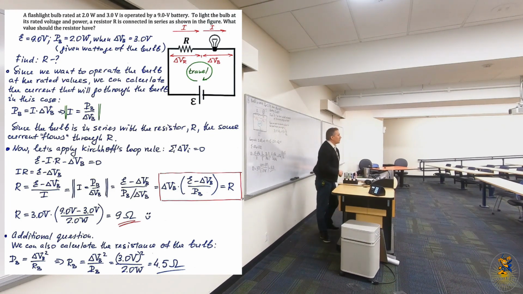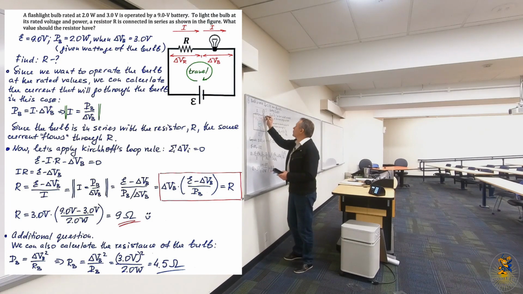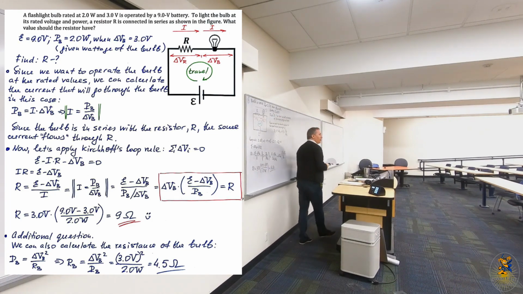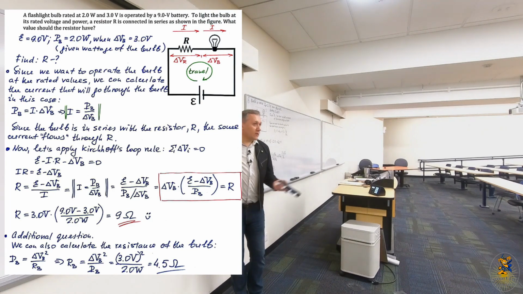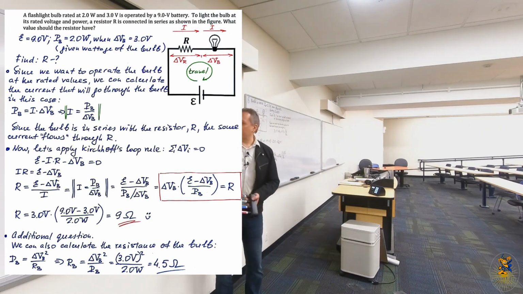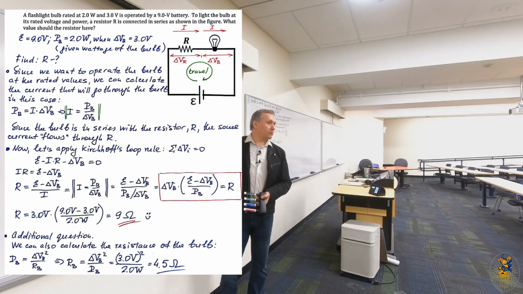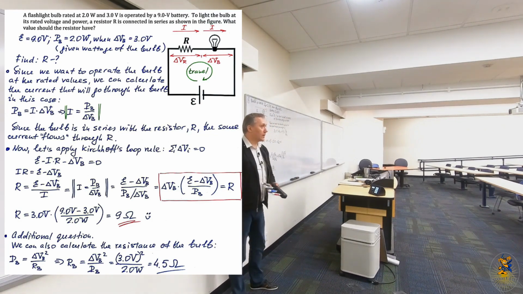But let me ask you an additional question. What if I want, for example, just for fun, I want to find also resistance of the bulb. Can we find resistance of the bulb? Which way? Yeah, again, so basically, since it operated at the rated value, we know power, delta V is also given. So we can find resistance like we did in the clicker question during the lecture. So it's exactly the same story.